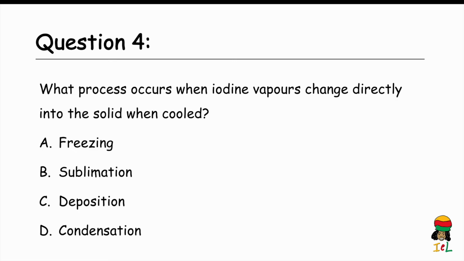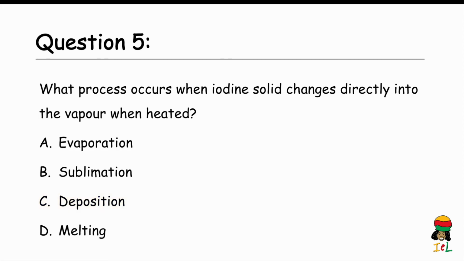Question 4. What process occurs when iodine vapors change directly into the solid when cooled? A. Freezing. B. Sublimation. C. Deposition. D. Condensation. The answer is C. Deposition is when the vapor changes directly to the solid when cooled.